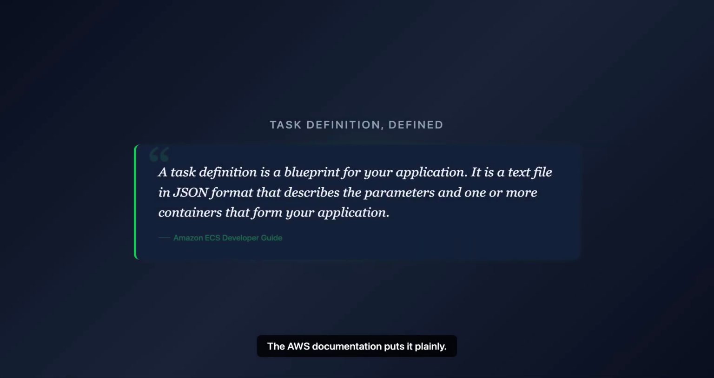The Amazon Web Services documentation puts it plainly. A task definition is a blueprint for your application, a text file in JSON format that describes the parameters and the containers that form your application. Think of it as a recipe card. The card itself is just paper. The actual meal only appears when ECS reads the card and runs it as a task in your cluster. Same card, cooked many times.